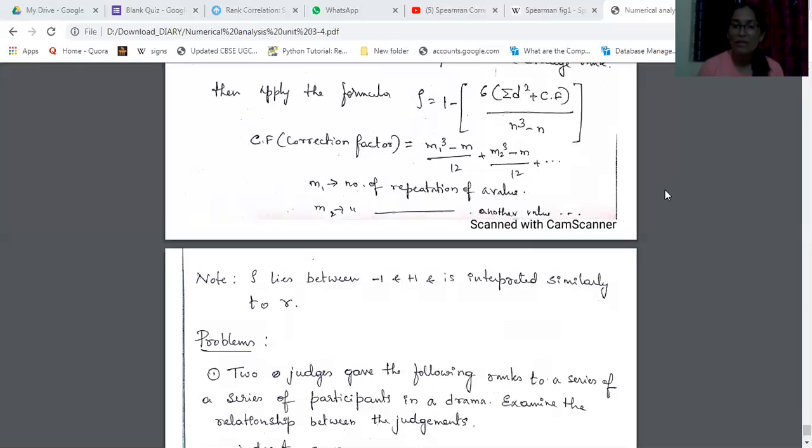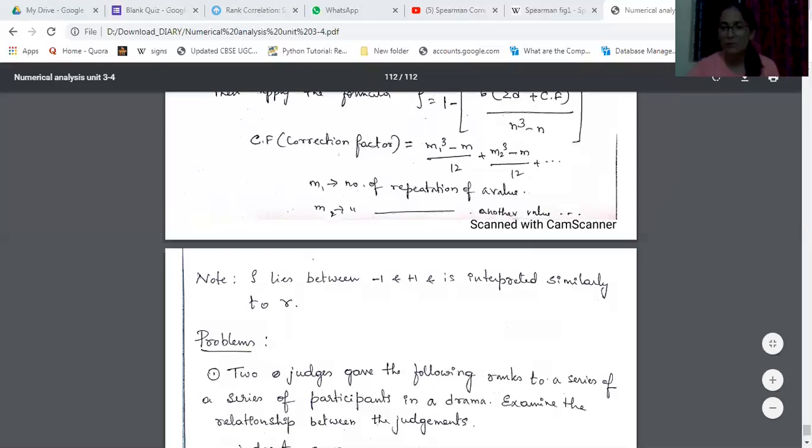Remember, this m1 and m2 are not values themselves, they are the number of repetitions. As and when we solve the problems, you will better understand the meaning of m1 and m2 and how we calculate correction factors based on them. Remember this, the correction factor is equal to m1 cube minus m1 divided by 12, plus m2 cube minus m2 divided by 12, plus, if there are more repetitions, then we will have to keep adding them, and that will give you the correction factor.